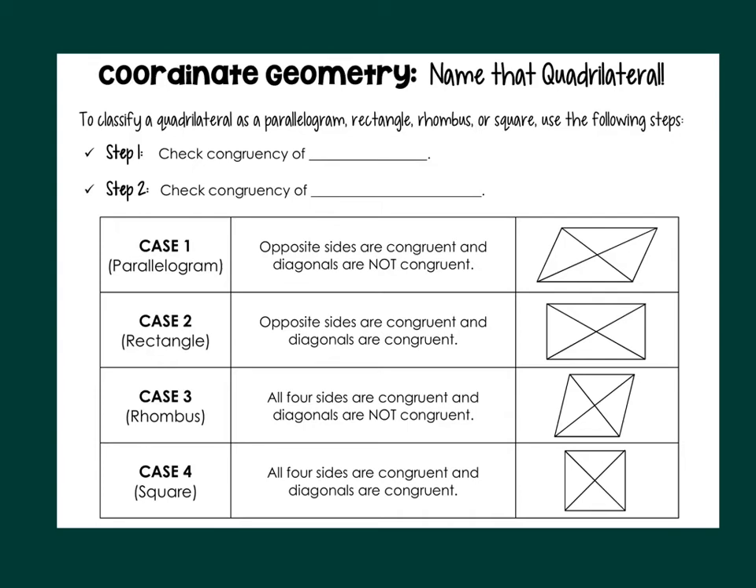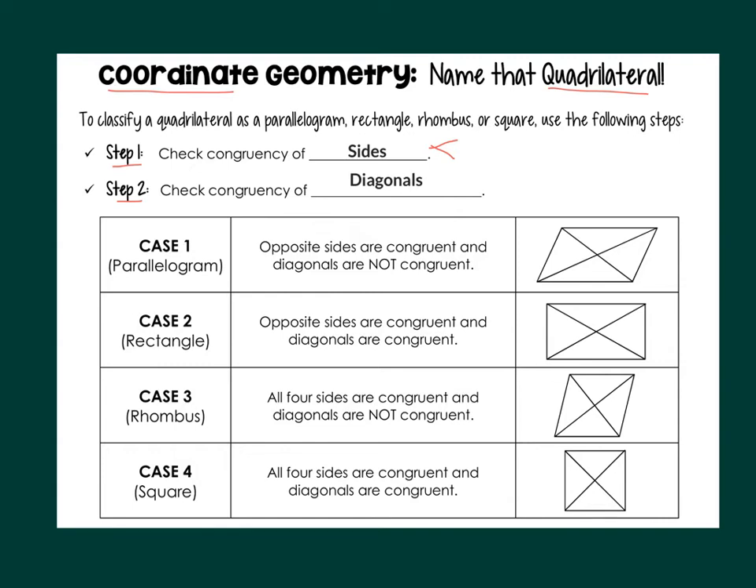In this video, we're going to use coordinates to identify a specific type of quadrilateral. And it's going to be a two-step process. Step one is going to be to check the congruency of the sides. Once we know what's going on with sides, that will take us down one of two roads. After that, we're going to go check the congruency of the diagonals.